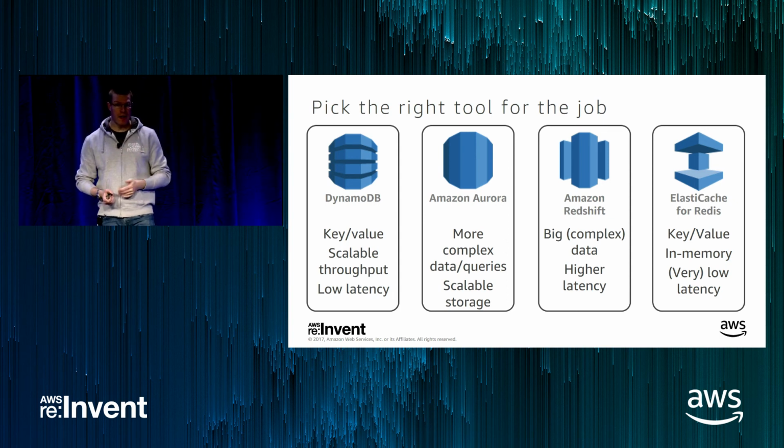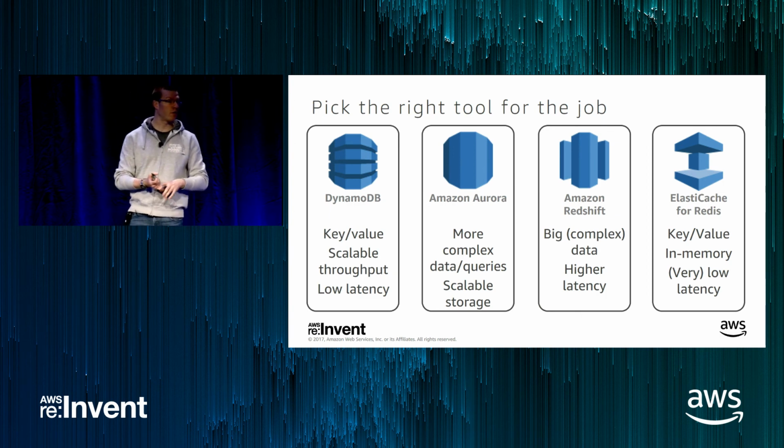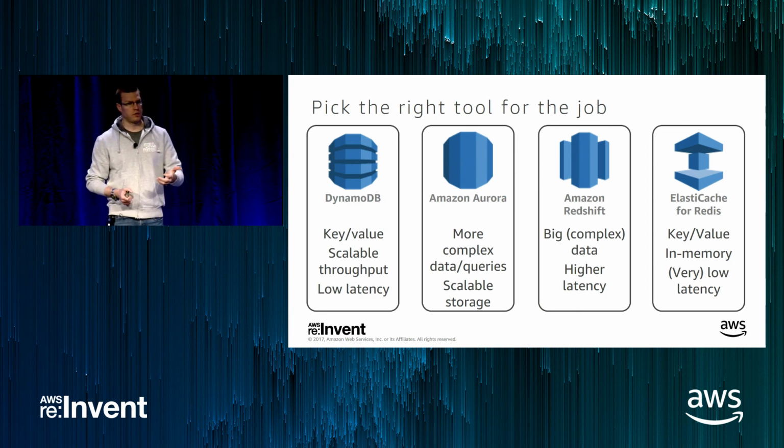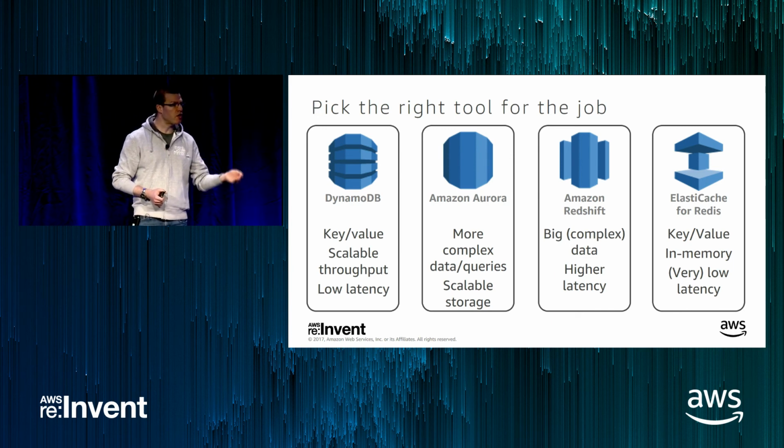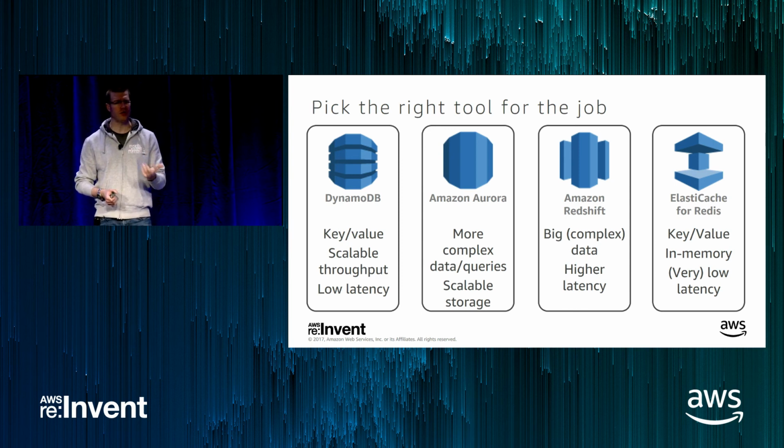Those are just examples. There are many more of them. DynamoDB, the key value store with scalable throughput. So whenever I actually want to be billed by read or by write, which makes sense in a lot of cases, I want to choose DynamoDB.